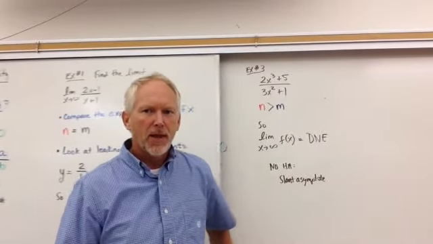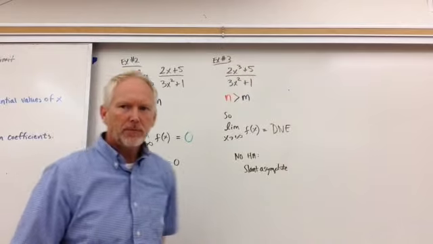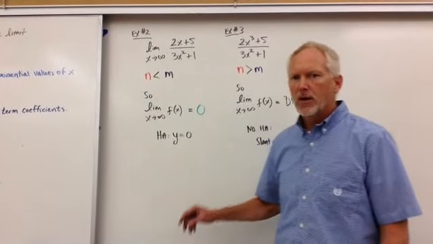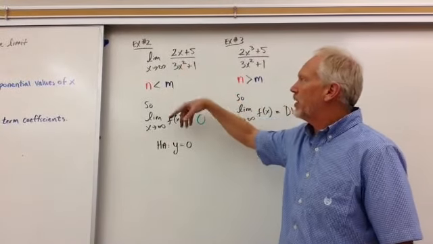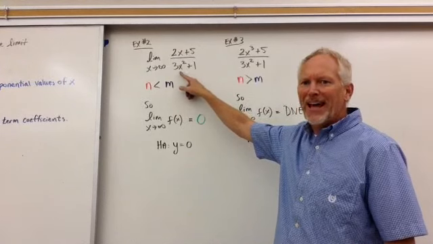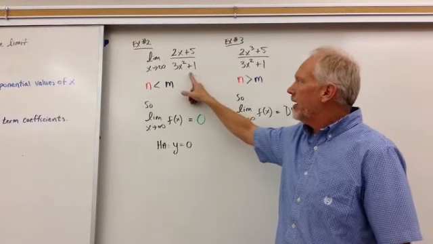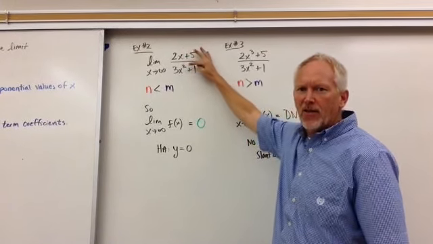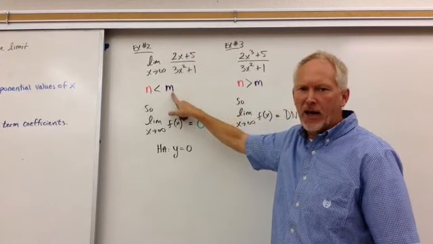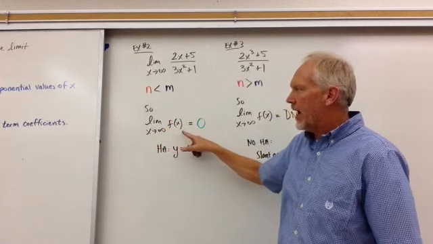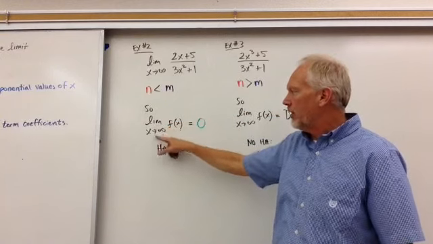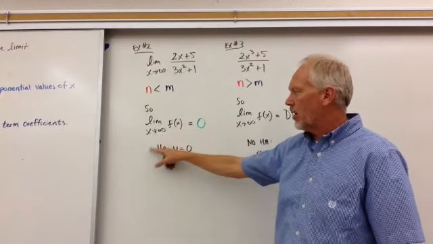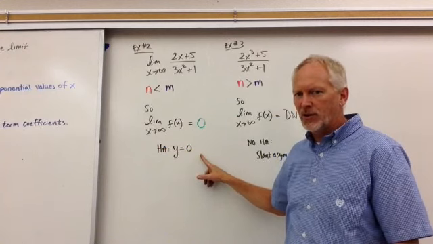All right, a couple more. Sorry, there's a little jittery there. Let's see if I can scoot over here now, if it'll follow me. All right. So here we have the limit of 2x plus 5 divided by 3x squared plus 1. Now we notice that n, our numerator power, is less than the denominator power. So n is less than m. So we're going to go with the rule that says it's at y equals 0. So the limit as x goes to infinity of f of x is 0. We will have a horizontal asymptote at y equals 0.